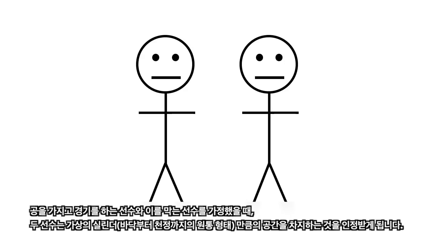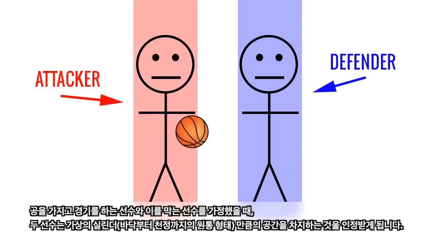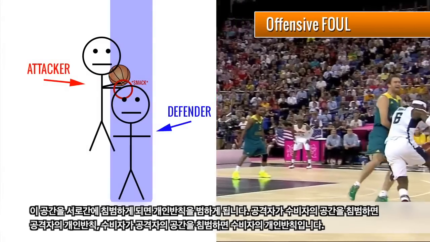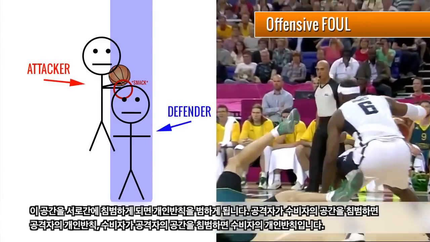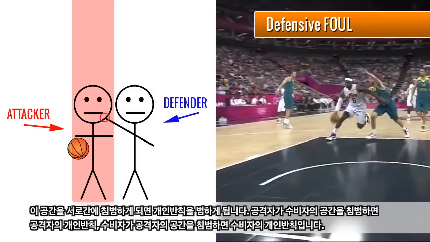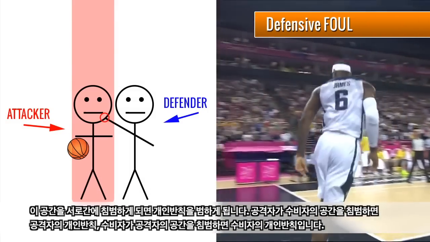Imagine 2 players, an attacking player with a ball and a defending player without the ball. Now imagine 2 giant cylinders that surround them that extend from the floor to the ceiling. Neither of these 2 players is allowed to encroach in each other's cylindrical space. If an attacking player makes contact with a defender in his space, then it's called an offensive foul against the attacker. If a defender makes contact with an attacker in his space, then it's called a defensive foul against the defender.